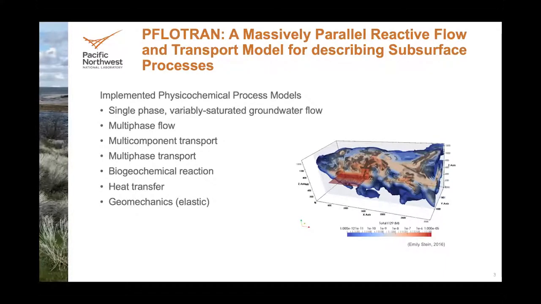This figure shows the geological structure for a repository for nuclear waste, and this color bar represents the concentration of radioisotope of iodine. So PFLOTRAN can be used for the long-term simulation of chemical transformation, especially for a large domain.